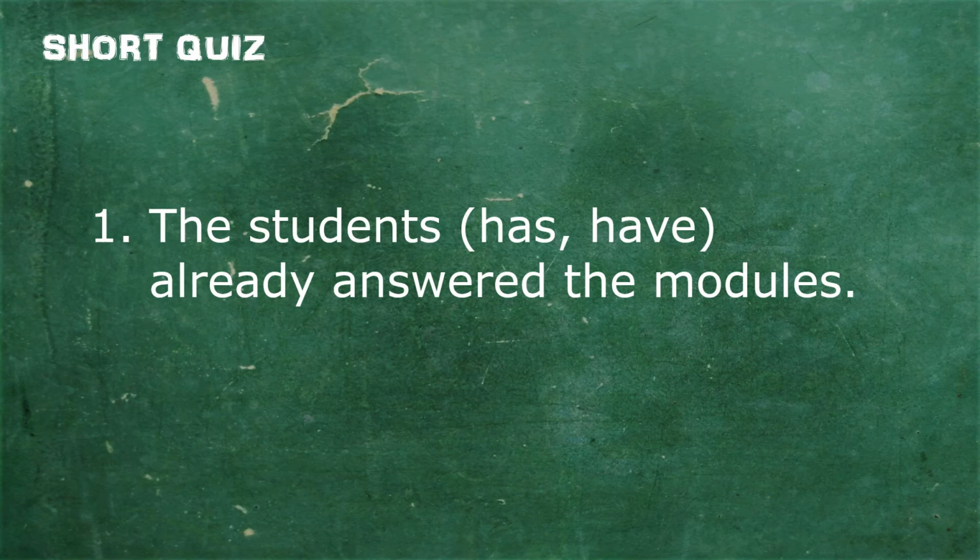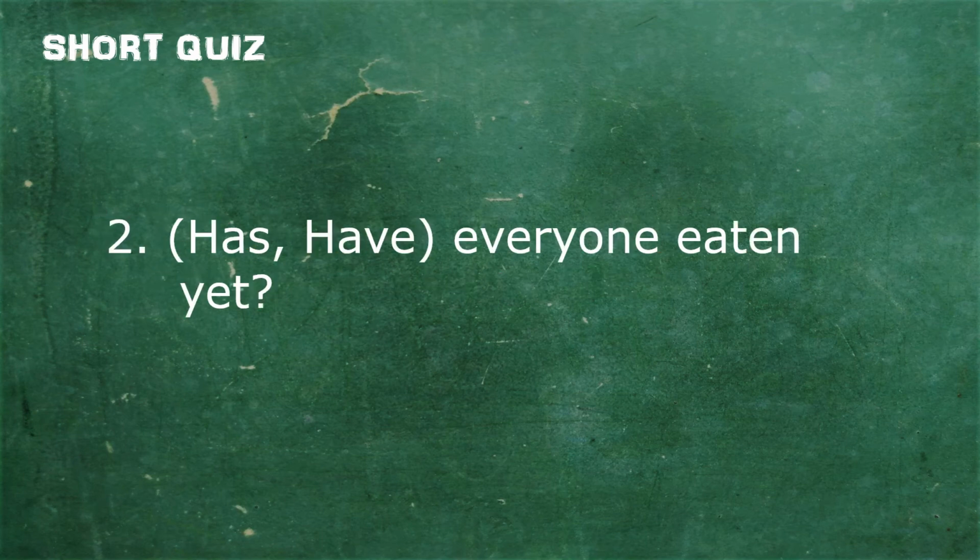Now it's time for us to take the short quiz to test what we have learned from this lesson. Number 1, the students have already answered the modules. So what should be the answer? The correct verb should be have, because the subject in the sentence is the word students, is plural. So therefore, we use the verb have. So this sentence is expressed in the present perfect tense.